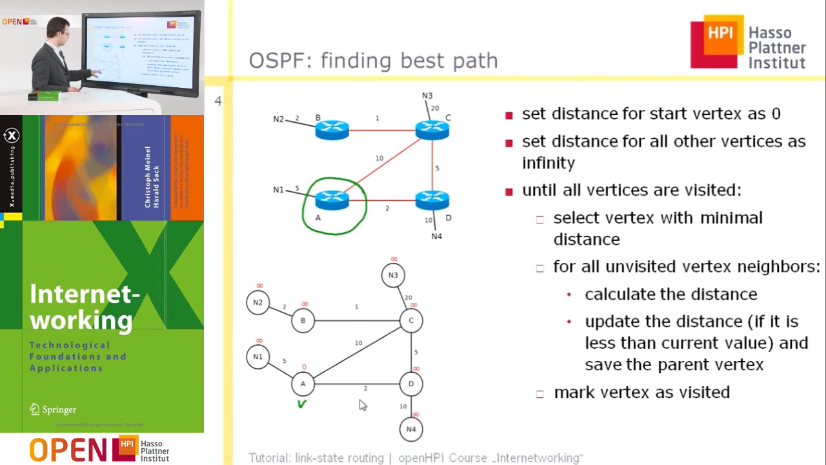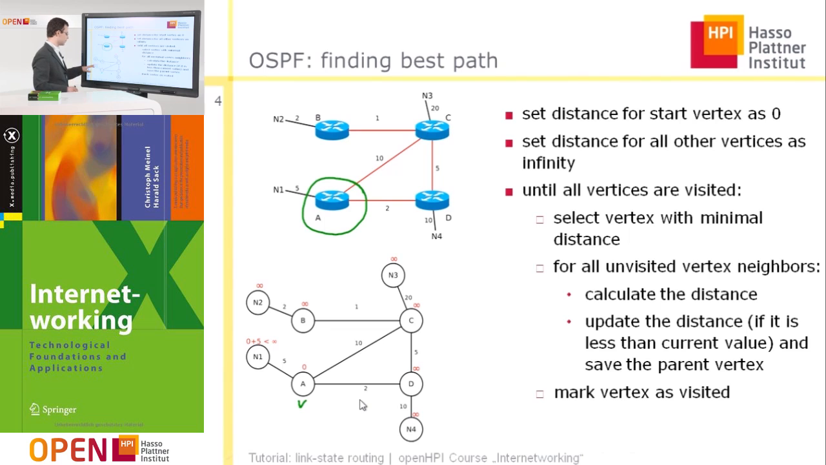So for unvisited vertex A, the neighbors are N1, C, and D, and we calculate the distance to every neighbor. For the vertex N1, the distance will be the distance of vertex A itself plus the weight of the edge between A and N1. So 0 plus 5 equals 5.